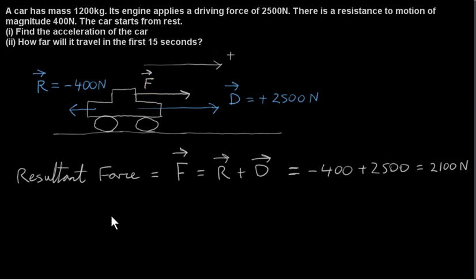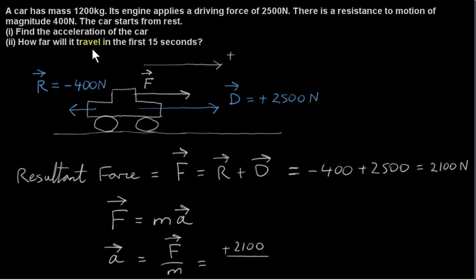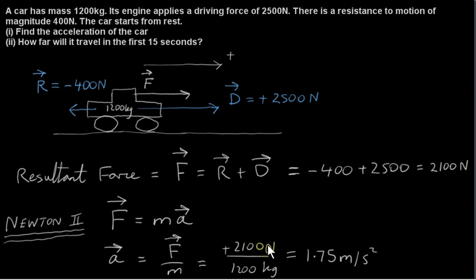Now, Newton's second law tells us that the resultant force on any object is the mass of the object times the acceleration vector. So we need the acceleration. So the acceleration is the resultant force divided by the mass. So the resultant force is plus 2,100. And the mass of this car is 1,200 kilograms. So force is in newtons, mass is in kilograms. That means that acceleration will come out in the correct SI unit of meters per second squared.